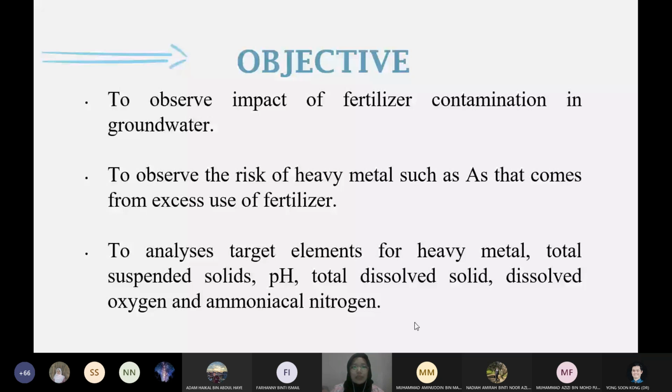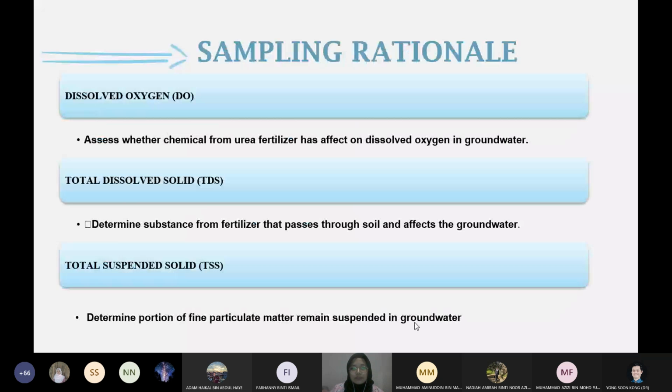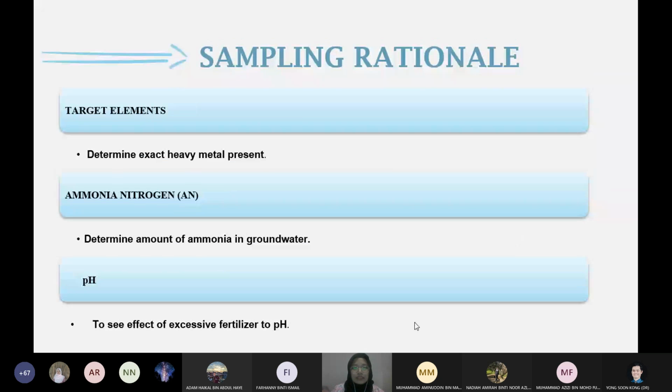Next slide. The rationale which includes the parameters that I have mentioned in the objective are as shown in this slide, where DO assesses whether chemical from urea fertilizer has effect on dissolved oxygen in groundwater. TDS determines substance from fertilizer that passes through soil and affects the groundwater. TSS determines portion of fine particulate matter that remains suspended in groundwater. Target element determines exact heavy metal present. AN determines amount of ammonia in groundwater. And lastly, pH, to see the effect of excessive fertilizer on pH.